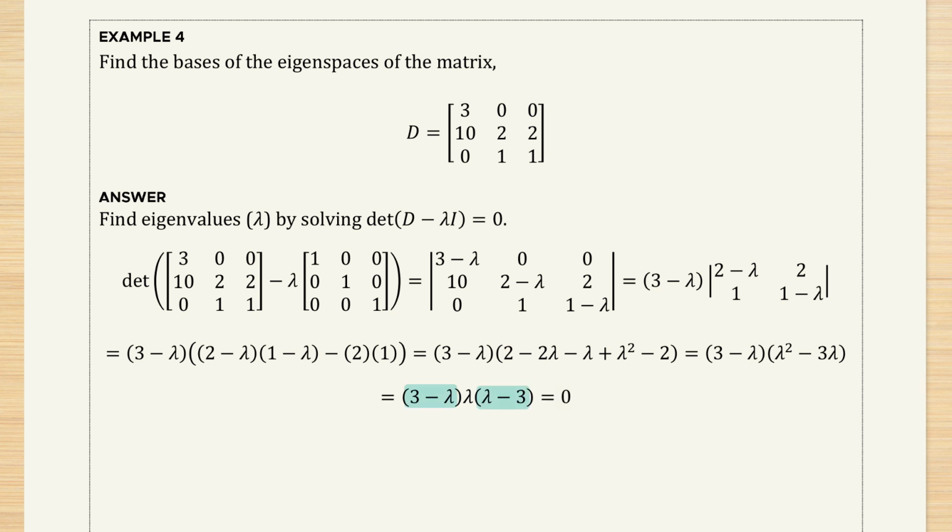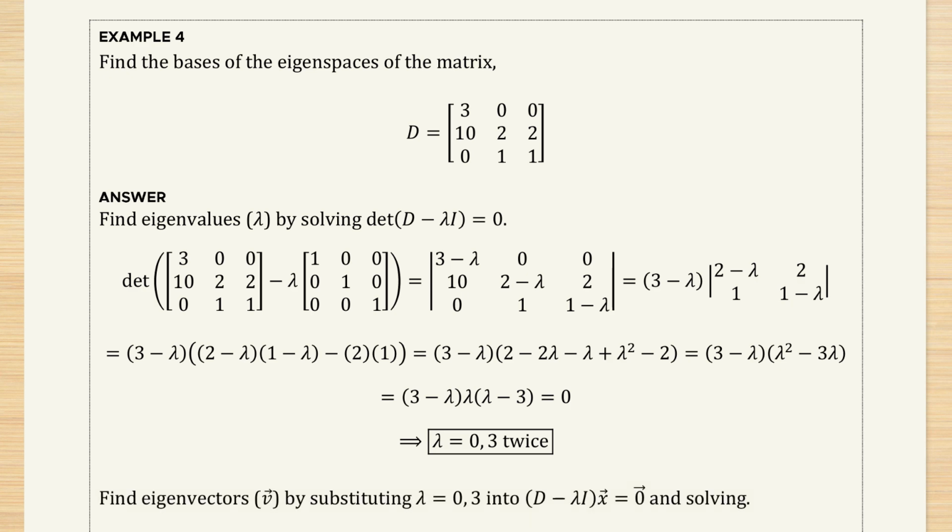Notice that we have these lambda minus 3 and 3 minus lambda, which give a root of 3. In fact, 2 of these factors means we have 2 of these roots, lambda equals 3. The other factor, lambda, gives a root of lambda equals 0. We can say that the eigenvalue 3 has an algebraic multiplicity of 2 because this root comes up twice. The other eigenvalue, 0, only comes up as a root once. Therefore, this eigenvalue has an algebraic multiplicity of 1.